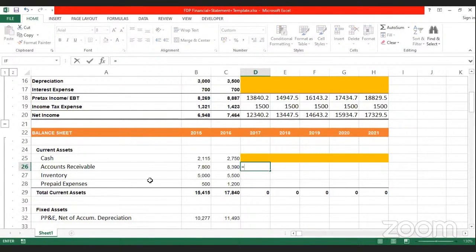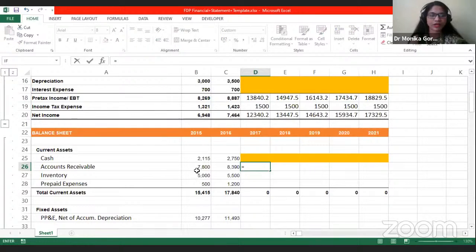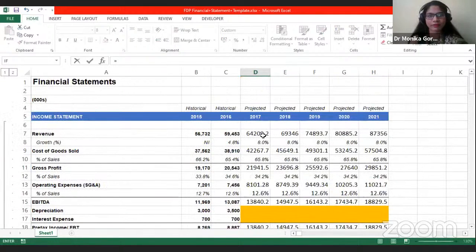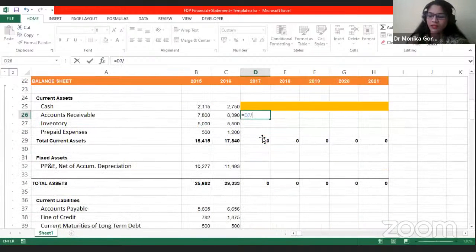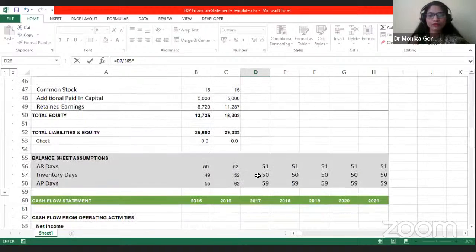Okay, so let's start with account receivable. I have the days of account receivable. My account receivable is related to my revenue, divided by 365 days, which I have already done. So I'll come to know revenue divided by 365 days, the individual one day, into 51 days.